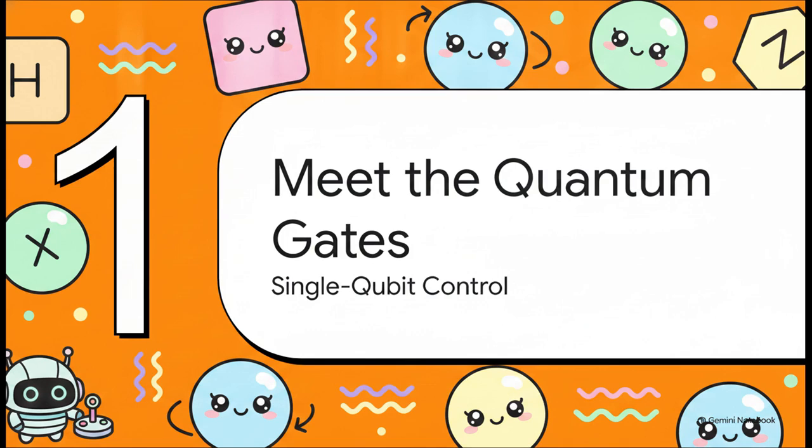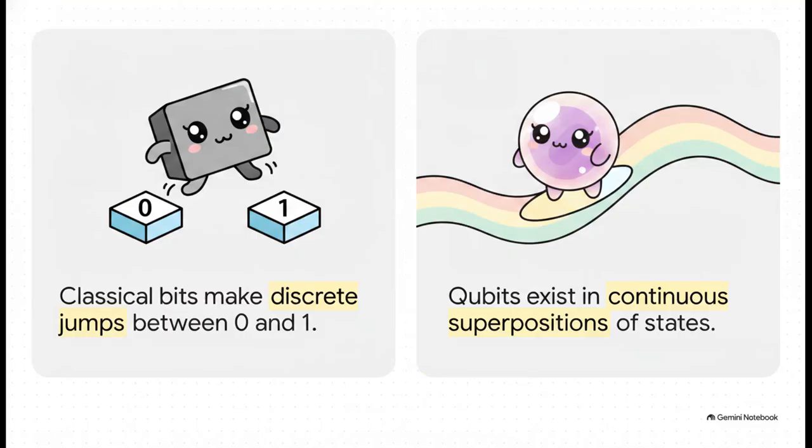Section 1. Meet the quantum gates, single qubit control. To really appreciate this, we've got to contrast it with what we already know. In classical computing, a bit is rigid, right? It's a 0 or a 1. A classical operation is just a discrete, chunky jump between those two states. But a quantum bit, a qubit, is wonderfully different. It exists in an infinite, continuous superposition of states. It isn't just jumping from 0 to 1, it's smoothly transitioning through this beautifully boundless landscape of probabilities.